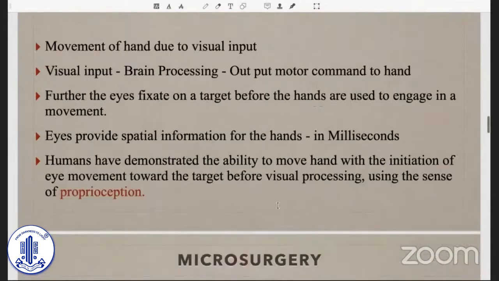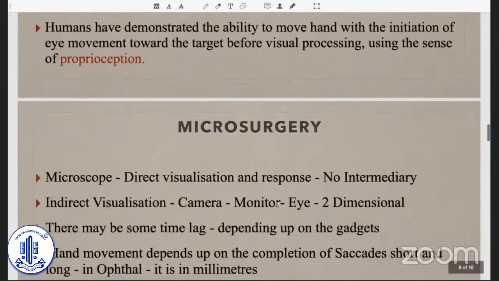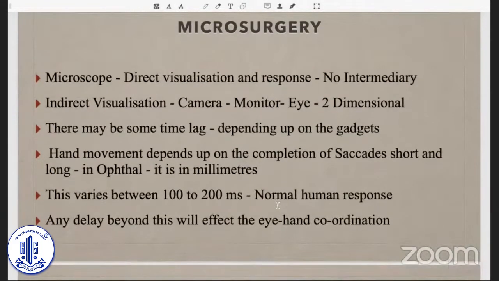Automatically, when we are using the microscope, our hand moves within no time, so there is no question of any lag in the movement of the hand. In experienced surgeons, the hand moves automatically; that is, the proprioception is very active. In the microscope, there is a direct visual response and no intermediary. We see through the eye, and with the signal response from the brain, the hand moves.